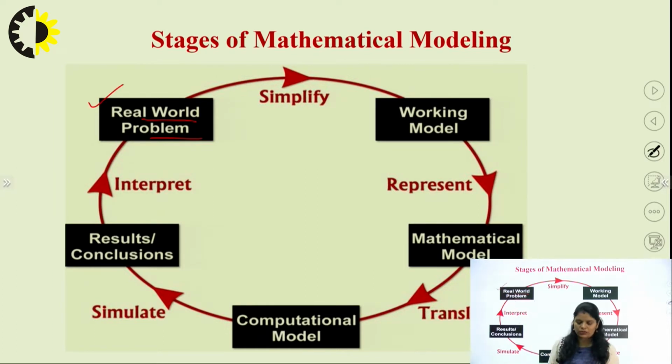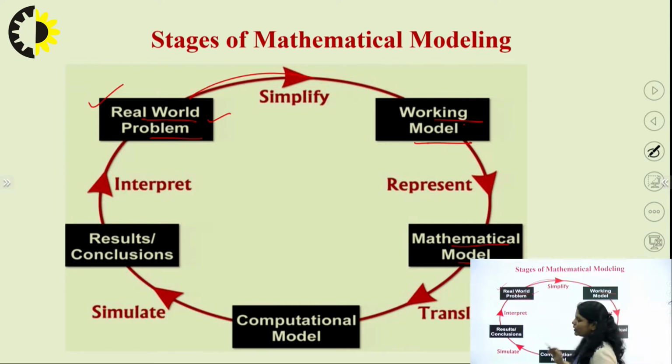We are selecting one system, one issue or one task which we want to analyze, and we are simplifying it. How will we simplify it? We will make some assumptions, and with the help of those assumptions we will simplify it and convert it into the working model, which we can analyze. Now the working model represents a mathematical model.